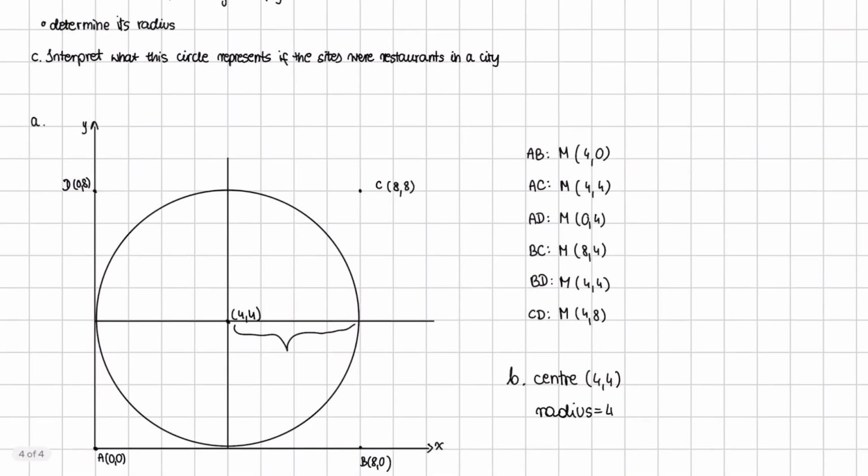And C, interpret what the circle represents if the sites were restaurants in a city. So if our sites were restaurants, the largest empty circle shows the largest area within the city that is farthest from any restaurant but still inside city boundaries, and its center indicates the best location for placing a new restaurant to cover the largest currently underserved area.